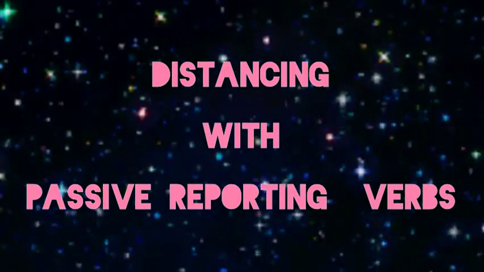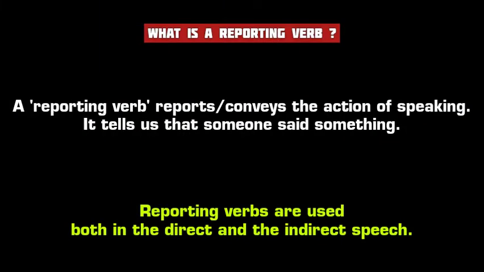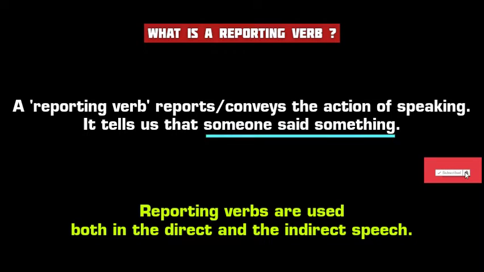Today's topic is distancing with passive reporting verbs. But what is a reporting verb in the first place? Well, as the name suggests, a reporting verb is a verb that reports or conveys the action of speaking. A reporting verb reports someone's statement. In other words, it tells us that someone said something.